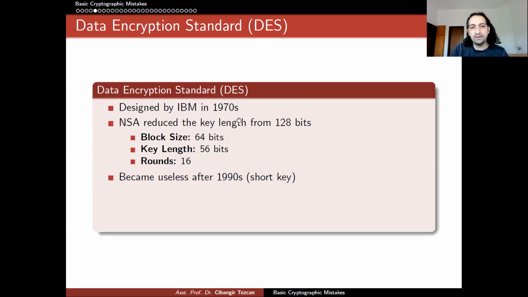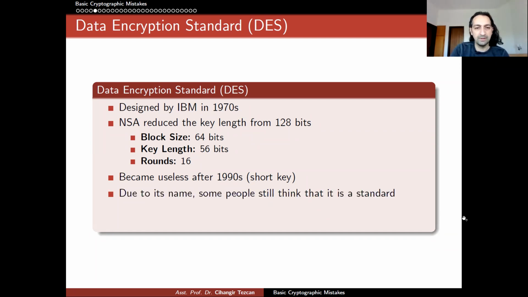But the problem is that initially IBM used block ciphers with 128-bit secret keys. But NSA modified this and reduced the key length to 56 bits, which is short even at that time. And it became useless after the 1990s because this is a very short key, but people are still using it. I even hear from some Turkish engineers working in important companies saying that a 56-bit key is still secure. Nobody will try a brute force attack to break the system, but actually they can, and I will give you an example in the next slide.